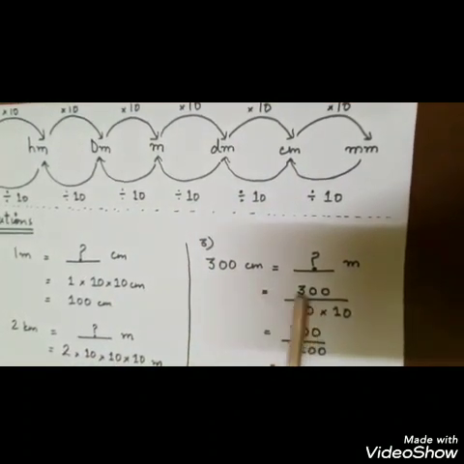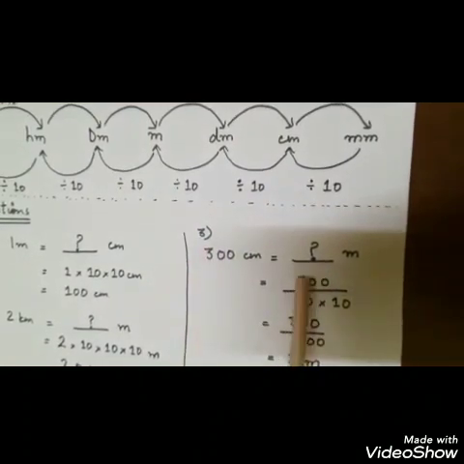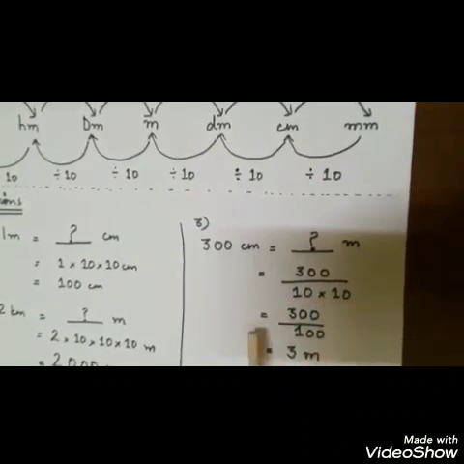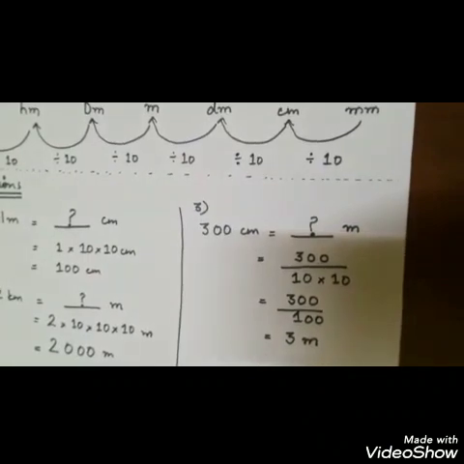So that will be 300 because we have to convert 300. So we will divide 300 by 10 into 10. So that is 300 upon 100. So the answer will be 3 meter.